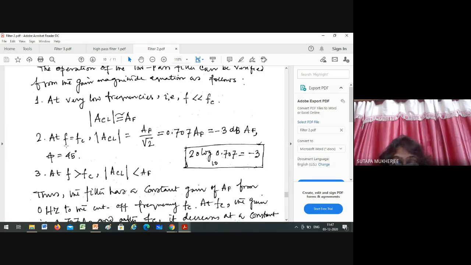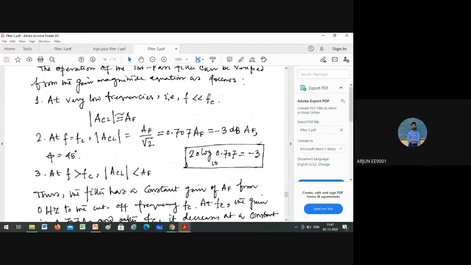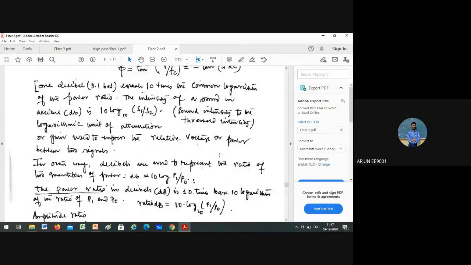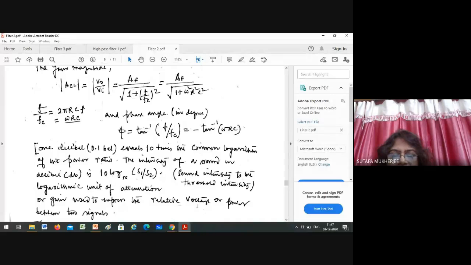At f equal to fc, when frequency equals the cutoff frequency, ACL equals AF by √2. AF by 1 plus this is 1, FC by FC cancels out, so 1 plus 1 is equal to 2. So AF by √2. What is the value of AF by √2? Anybody can tell me.